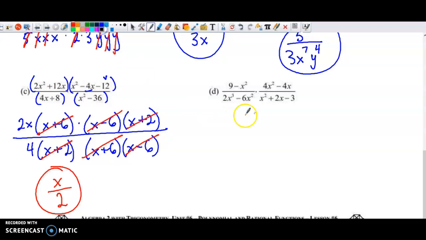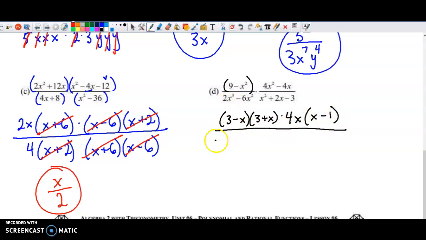And so the next one's really the same thing. 3 minus x, 3 plus x. That's the first one. And now we have a GCF on the next one. Should be 4x, x minus 1. On bottom, we have another GCF, 2x squared, x minus 3. And then we have a x plus 3, x minus 1.